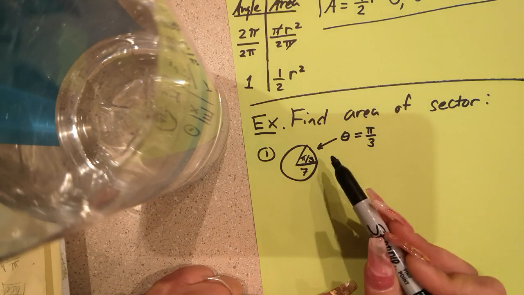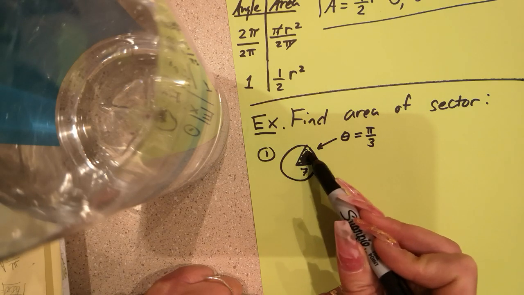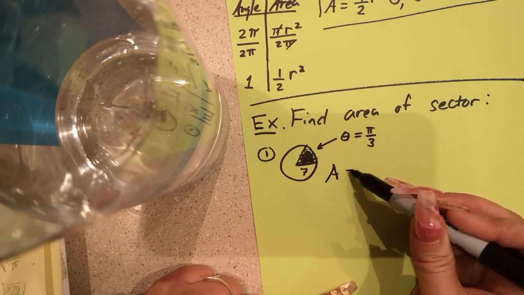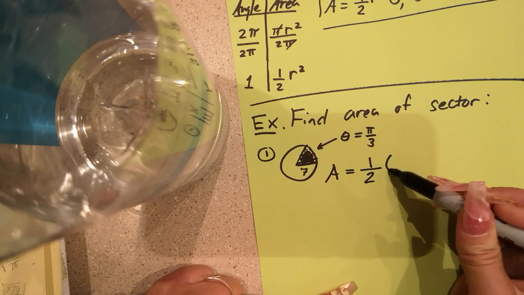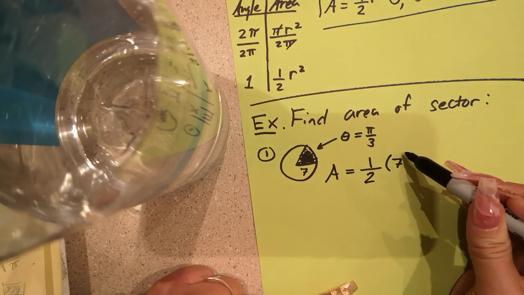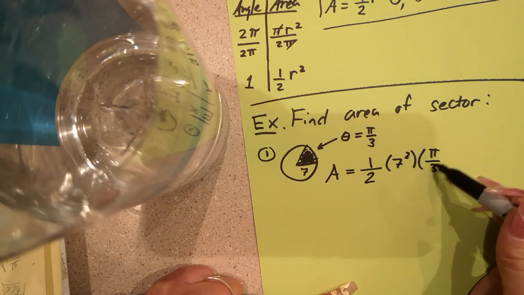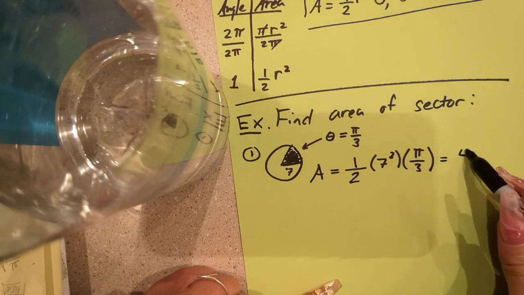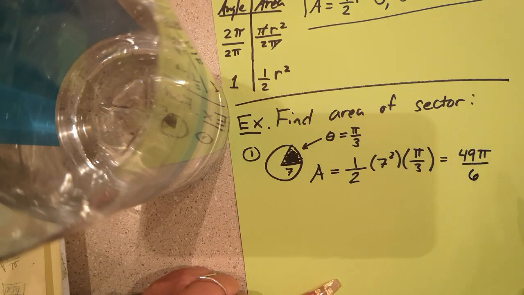If I want to find the area of this sector, this slice, all I have to do is use my formula. It's 1/2, r squared, so that would be 7 squared, times theta, which was given in radians. So what would that be? That would be 49 pi over 6.